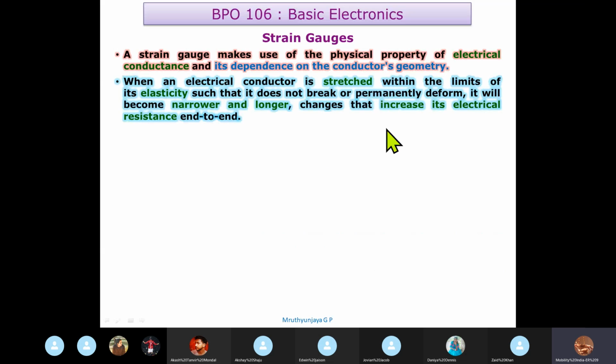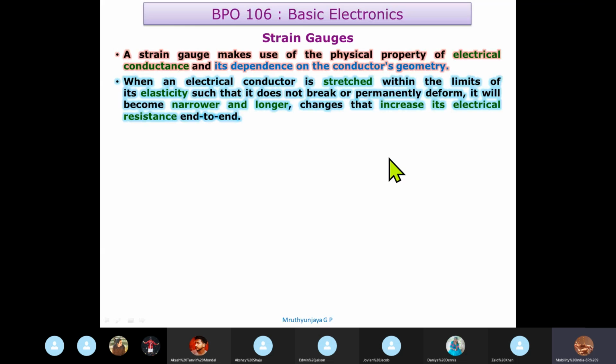When an electrical conductor is stretched within the limits of its elasticity. So we are linking up with material science now. We discussed the properties of materials, elasticity. When we were discussing elasticity, this was in workshop technology.